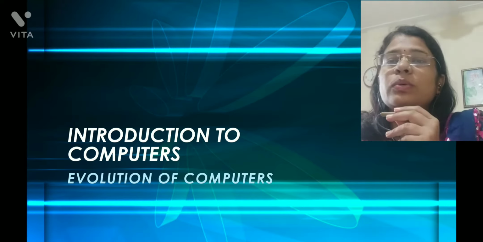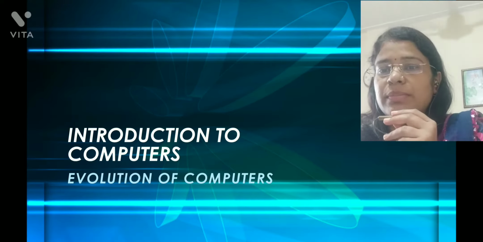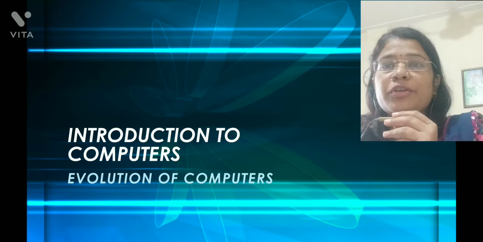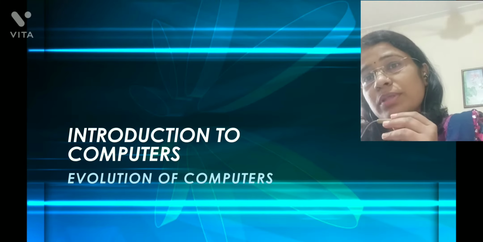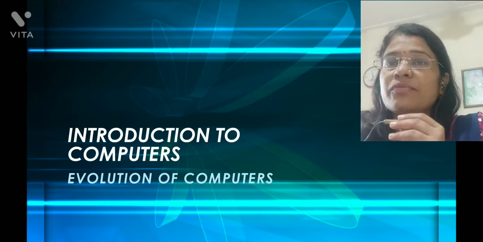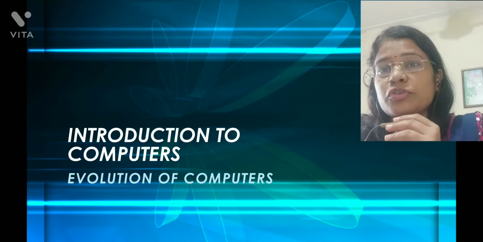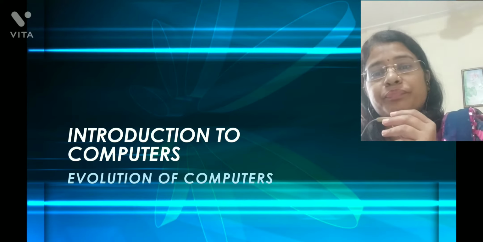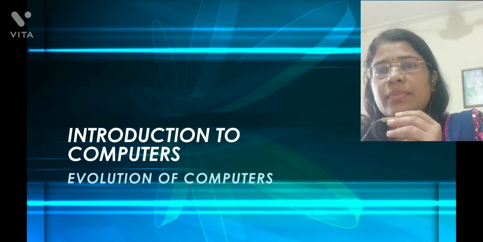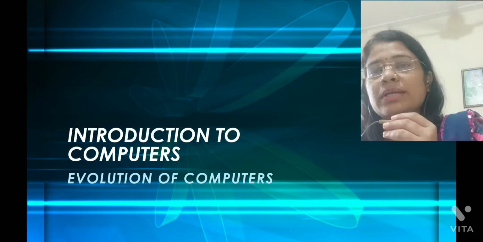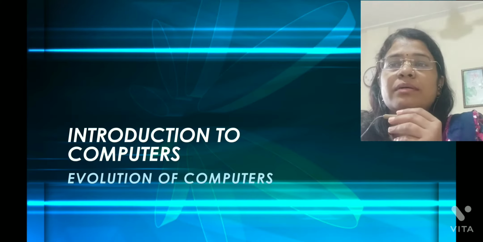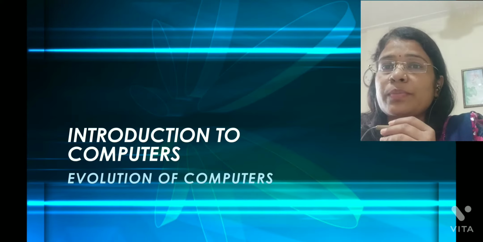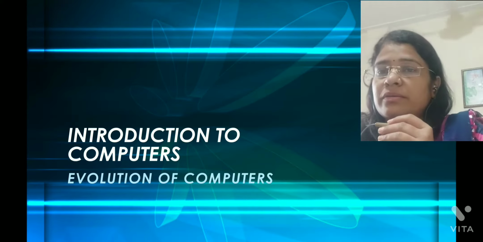Evolution means slowly and gradually how something developed, that is, how was the journey of computers. The computers we are using nowadays, how the computer was invented, how was the journey of the computer, that is called the evolution. So we are going to discuss this evolution of computers, and from that you will come to know how computers were invented, what kind of computers we are using nowadays, what the characteristics of those computers are, and how these changes were made.